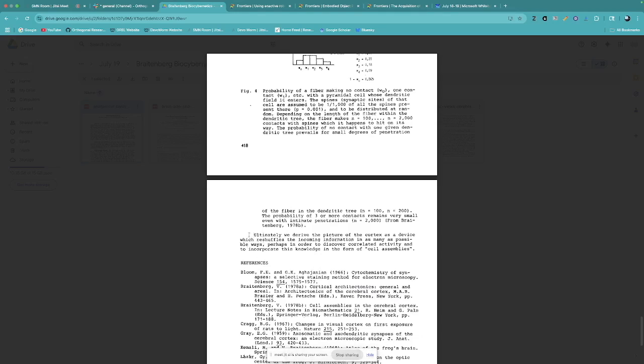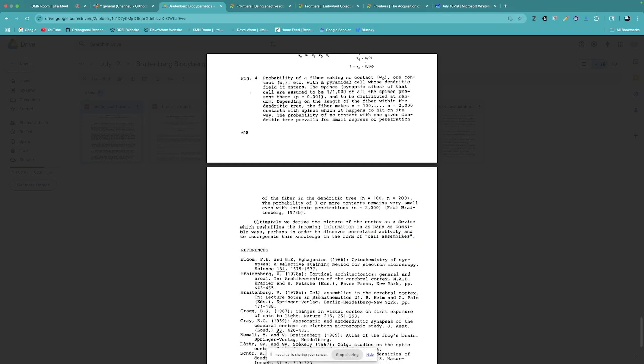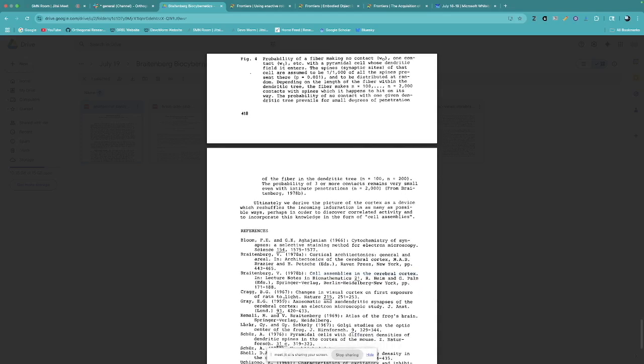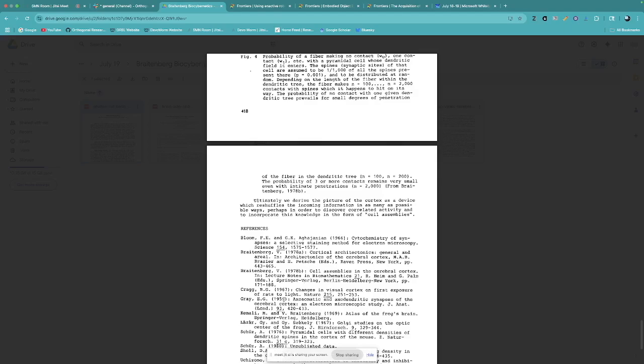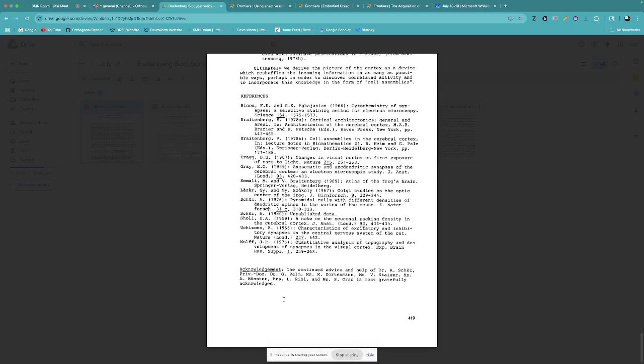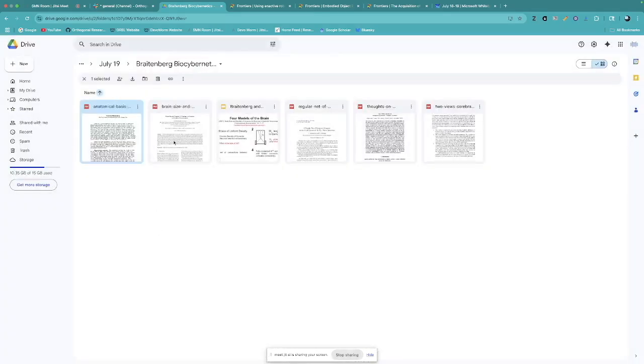So what does this mean? This means ultimately we derive the picture of the cortex as a device which reshuffles the incoming information in as many as possible ways, perhaps in order to discover correlated activity and to incorporate this knowledge in the form of what he calls cell assemblies, which of course are a thing that he proposes in 1978, cell assemblies in the cerebral cortex. And then we have more modern work that kind of expounds on that. So that's the first paper.